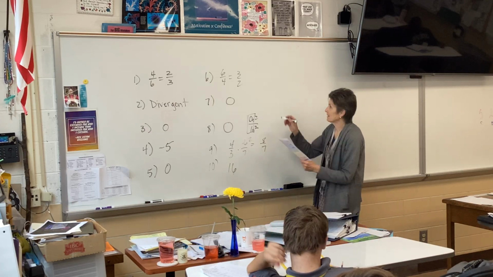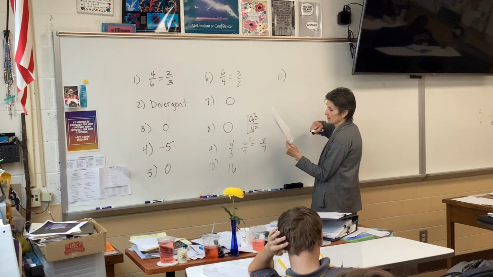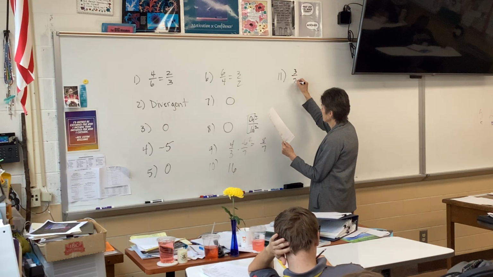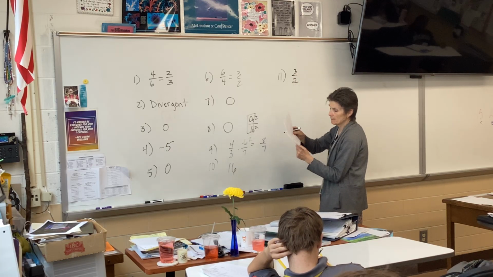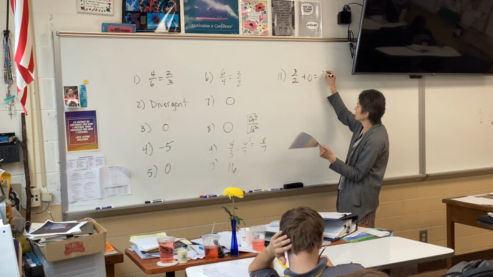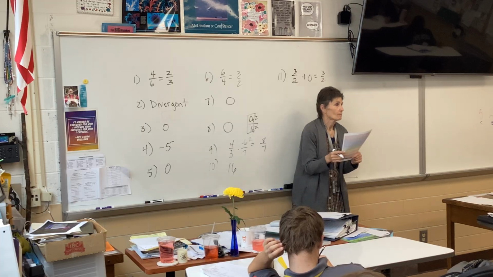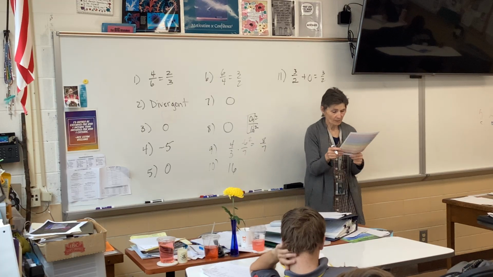Okay, what about 11? What's the limit of the first piece? So 3/2. What's the limit of the second piece? 0. We're adding them together, so the answer to the question is 3/2. And the last one.